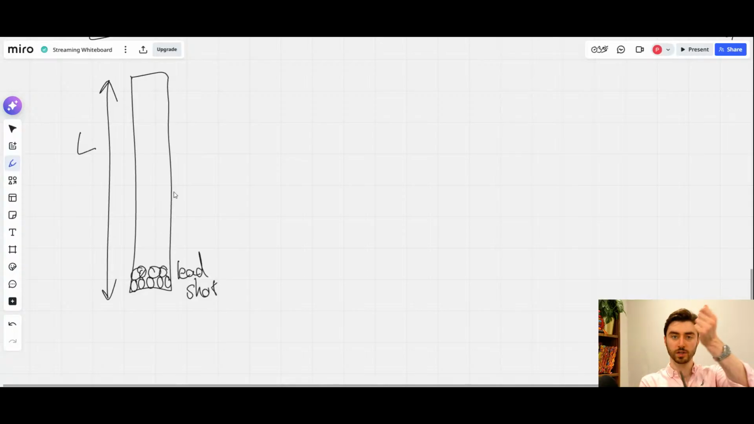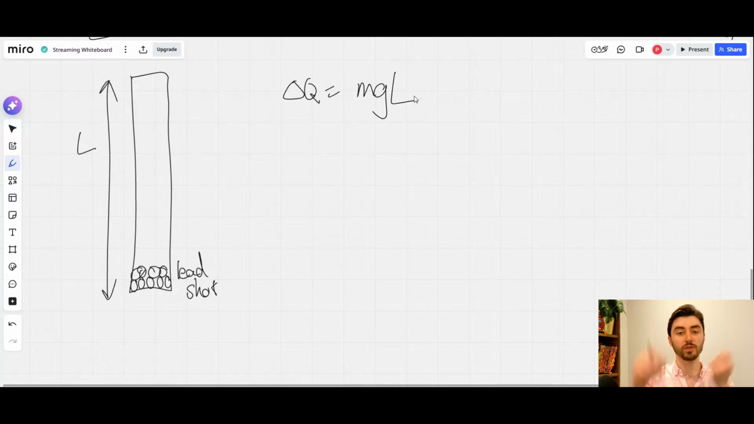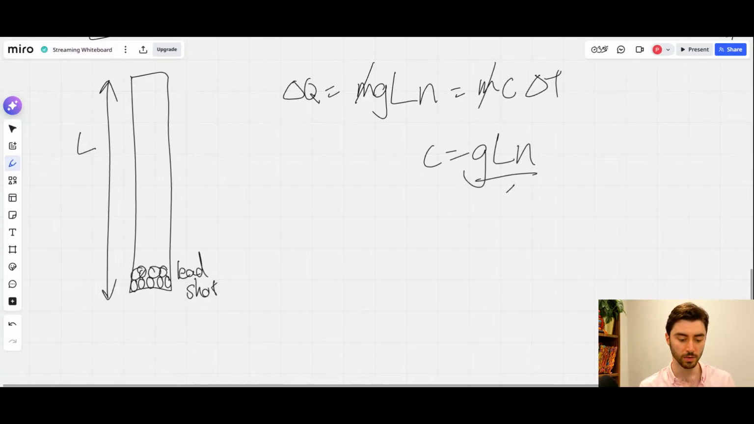then when you invert the tube, the lead shot will fall to the bottom, and the change in energy would be M for the mass of the lead shot times G times L. And if you inverted it N times, then this would be the amount of GPE that gets converted into internal energy. And this thing would be equal to M times C times delta T, where the masses would cancel, and C would be equal to GLN all over delta T for measuring the increase in temperature of that lead shot.